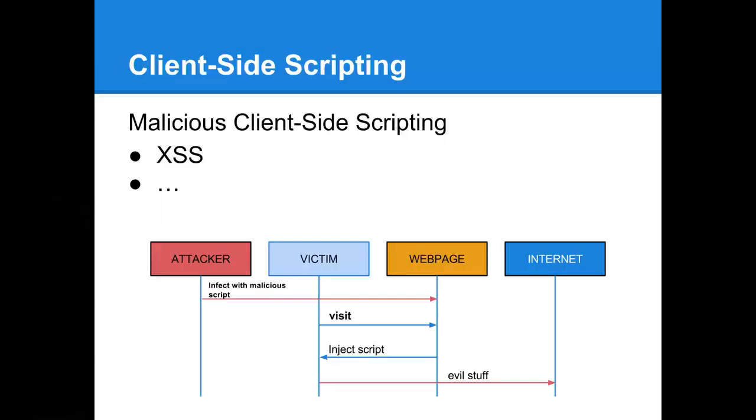Which brings us to cross-site scripting and other forms of malicious client-side scripting attacks. They effectively work as follows. First, an attacker infects a web page with a malicious script. The victim then visits it. The script is injected into the HTTP response that the victim gets from the request, and upon rendering the response, it executes the script, which accesses another website, a third-party domain, which hosts some evil script, causing the browser of the victim to do evil stuff.